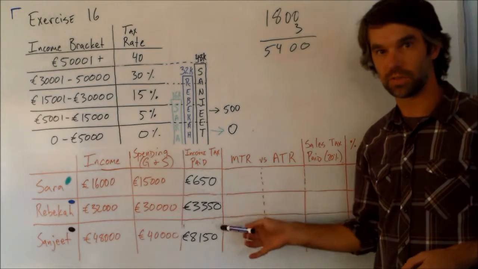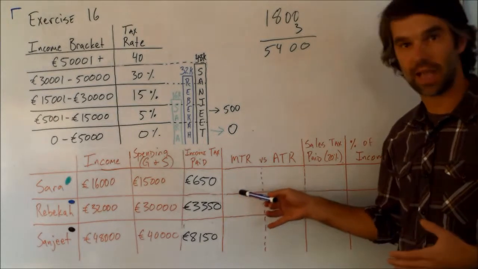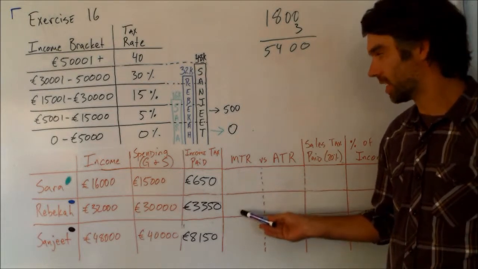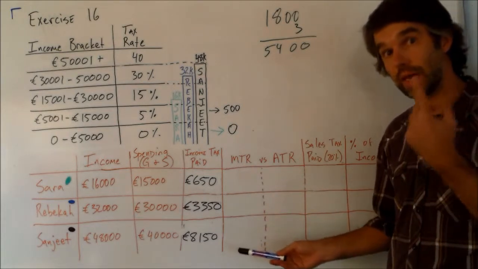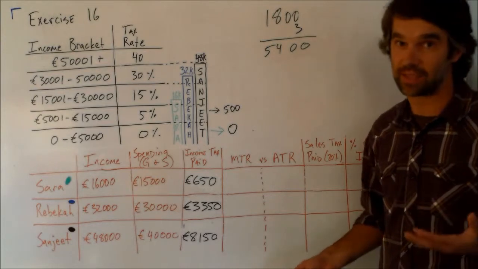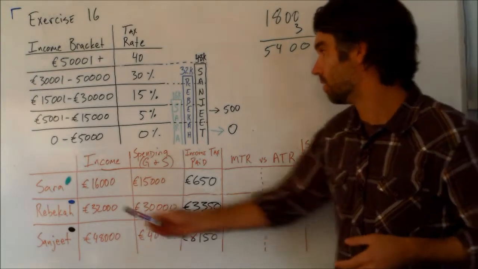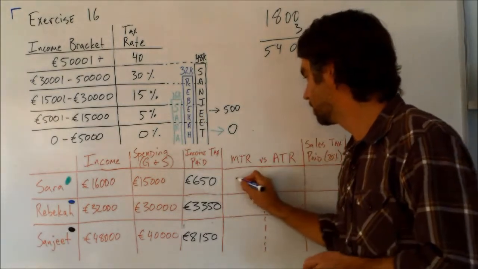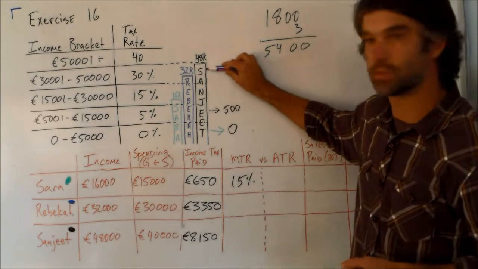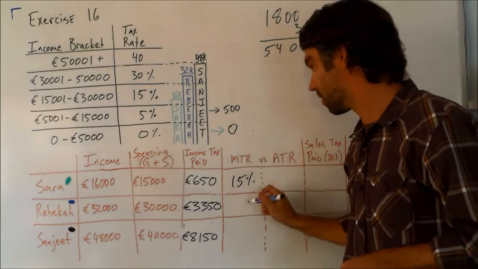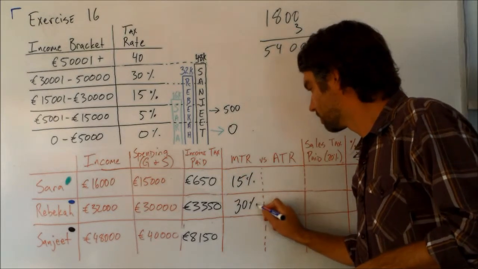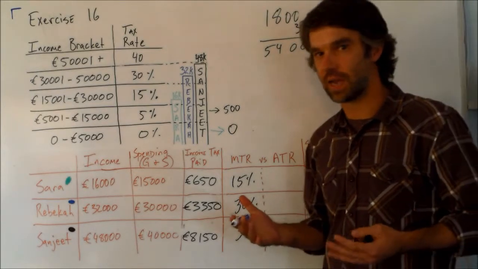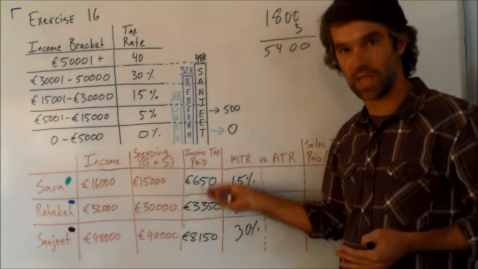So here are our totals. Now, the next box asks for a comparison of marginal tax rate and average tax rate. Well, the marginal tax rate is just the tax that they paid on the last dollar they earned. So it's the highest tax that they paid. Okay, so for Sarah, she ended up here, so her marginal tax rate is 15%. The other two ended up in this bracket, so their marginal tax rate is 30%.